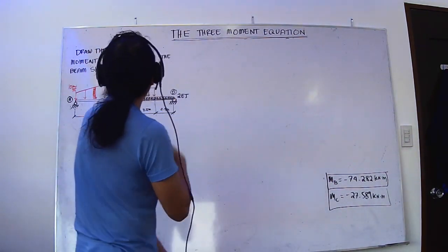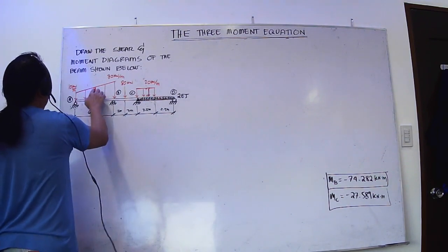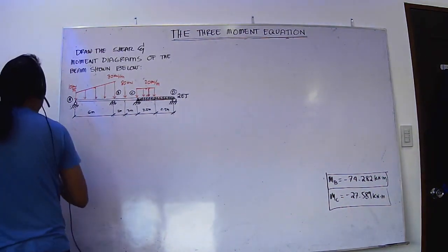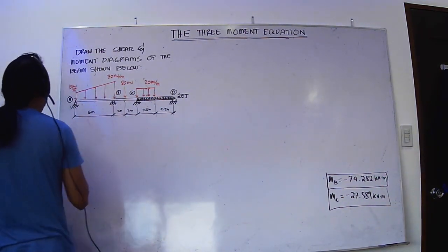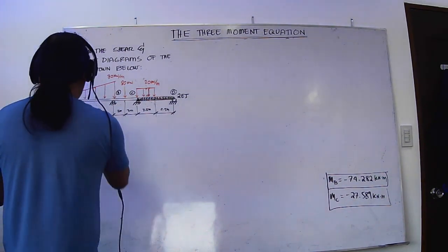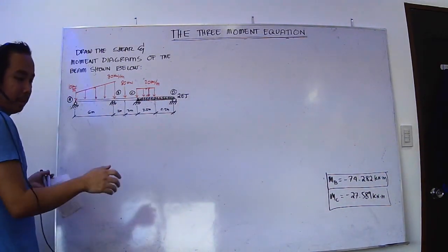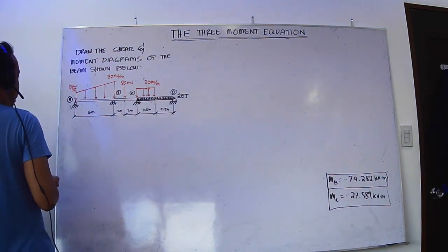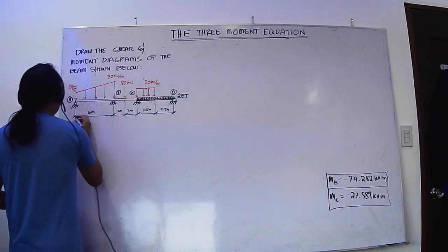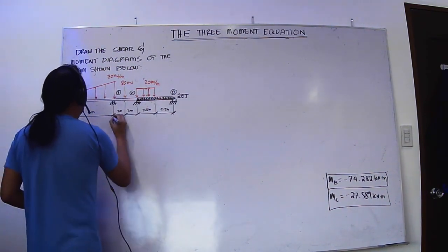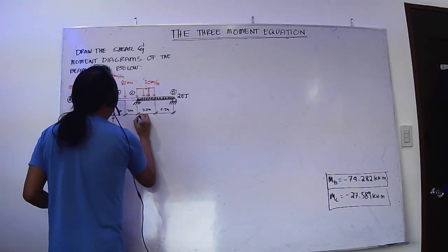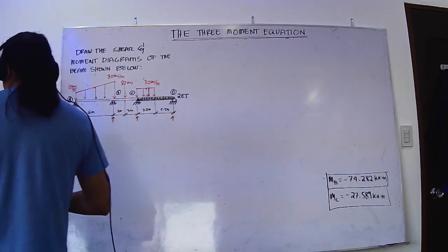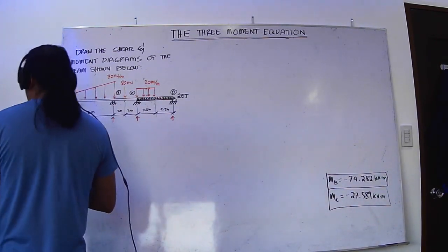Okay, so earlier we need to draw the shear and moment diagrams for this beam. Continuous beam, how do we draw that? We already have the internal moments. If you repeat the process, treat everything as a simple beam, with simple beam reactions.